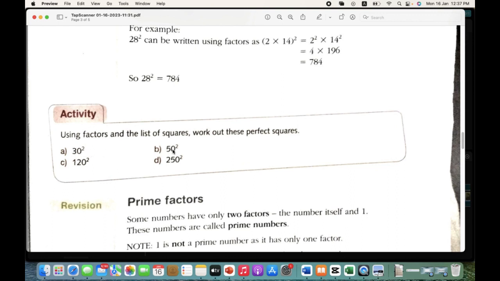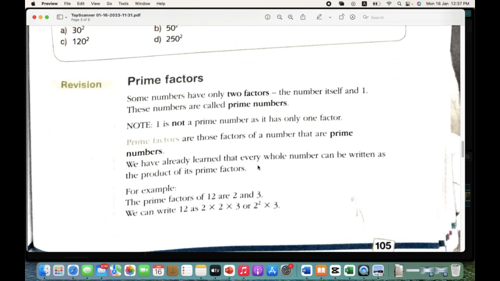And then this one, 50 squared. If you square 5, it becomes 25. Then you put 2 0s after it. So that's 2,500. So that's what we do. You square 25, you get 625. Then you put 2 0s after it, you get the answer to this one.